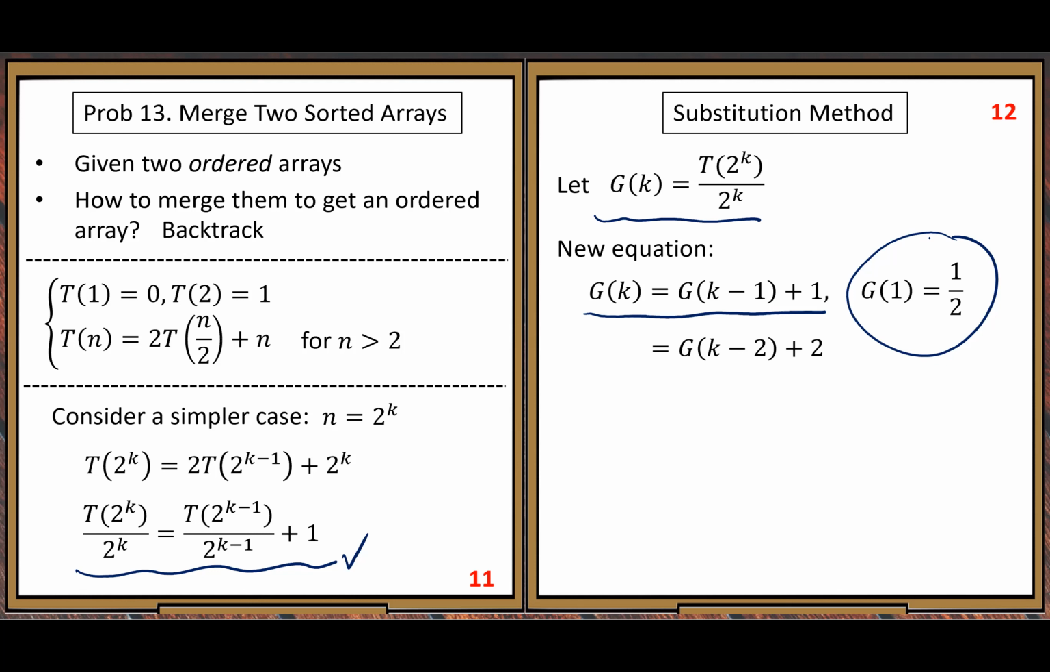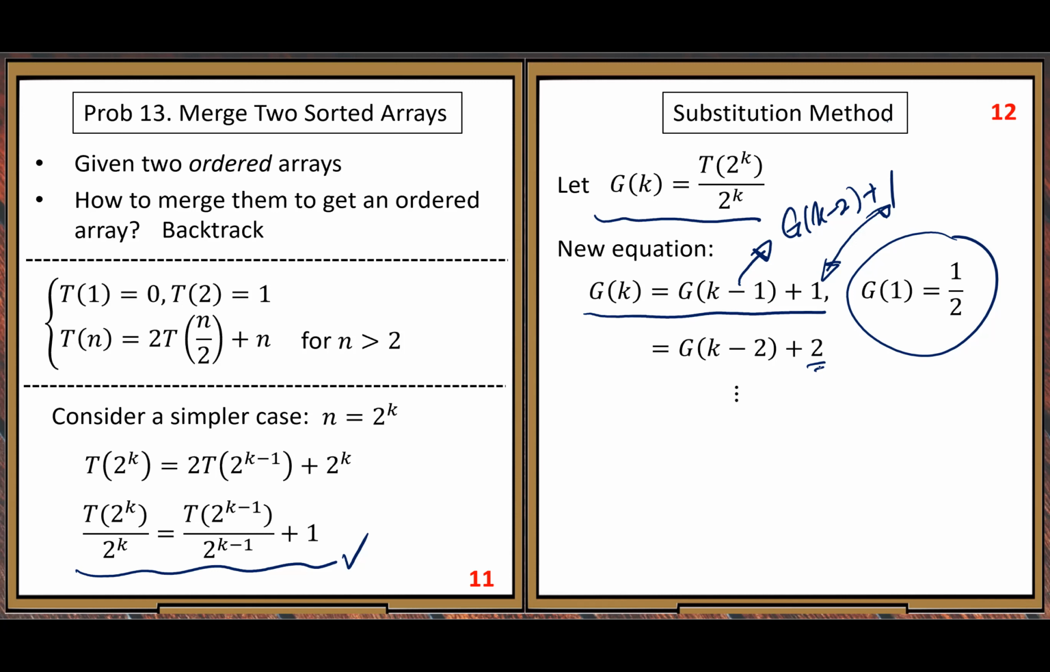Let's just apply this recurrence relation another time. G of k minus 2 plus 2, because we replace this G of k minus 1 by G of k minus 2 plus 1. That plus 1 and this one combined, so we get 2. And so on, we can do this kind of recurrence function call again and again.